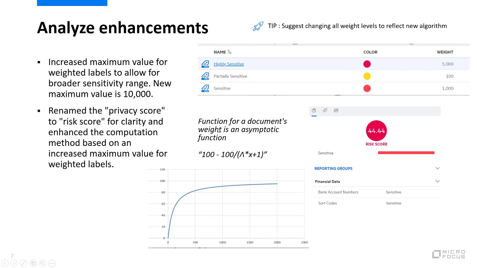So the new method is based on an asymptotic function. So basically, the bigger these values are as they're added up, means we get closer and closer to the 100 score. So the risk score now goes between 0 and 100, and it will never go over 100. But what you'll find now is that the weights with the highest scoring system have the largest effect on this score.